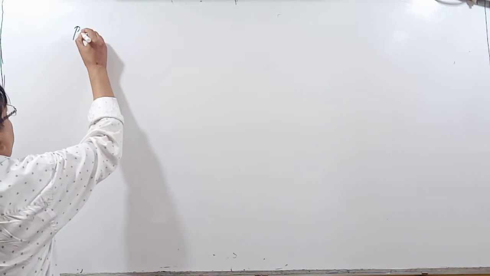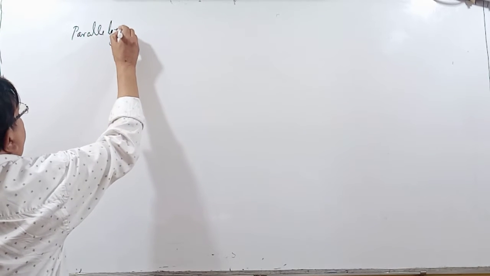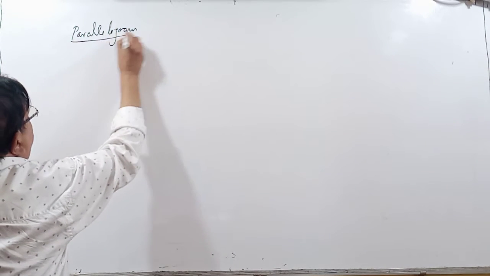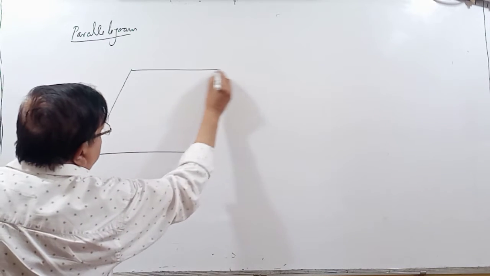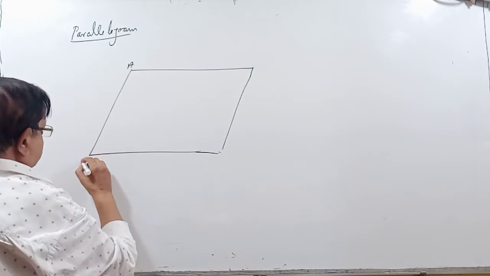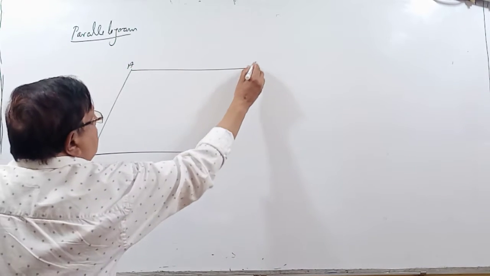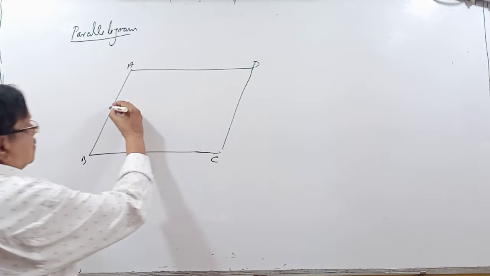Students, let me tell you what I told you. Parallelogram. What is it? It is a quadrilateral ABCD. If opposite sides are parallel, it's called a parallelogram. That's what I told you.